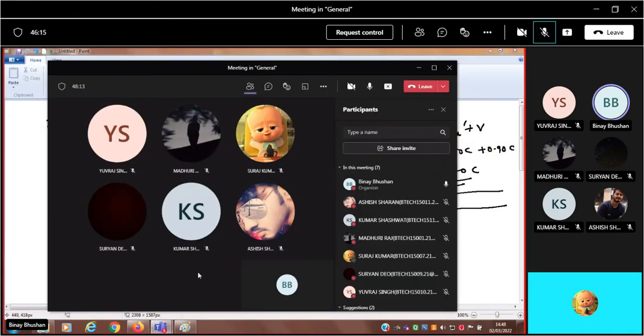Anything that you can tell here? Suraj? Yes, sir. Can you conclude here for ux equal to 1.40c? Ashish? Yes, sir. Can you conclude something here for this value ux equal to 1.40c? No, sir.